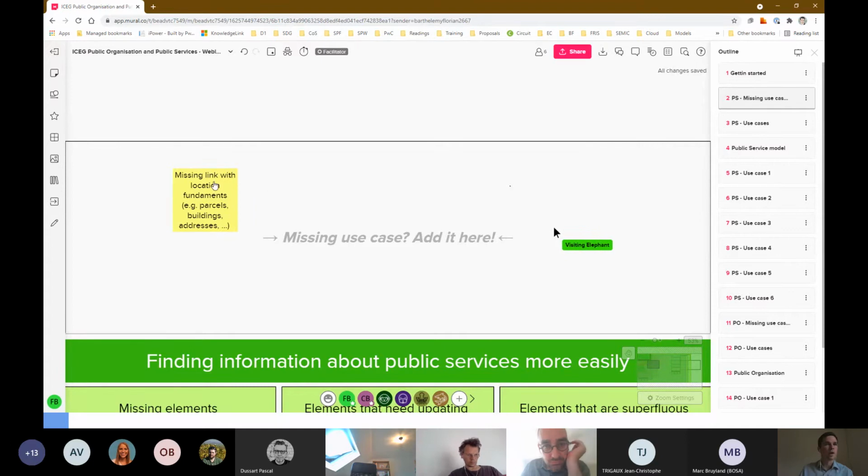So we have one missing use case, which would be about capturing the fundamentals about location, like parcels, buildings, addresses, etc. I don't know who wrote it and if that person wants to explain it further, and why we would need also to capture it.